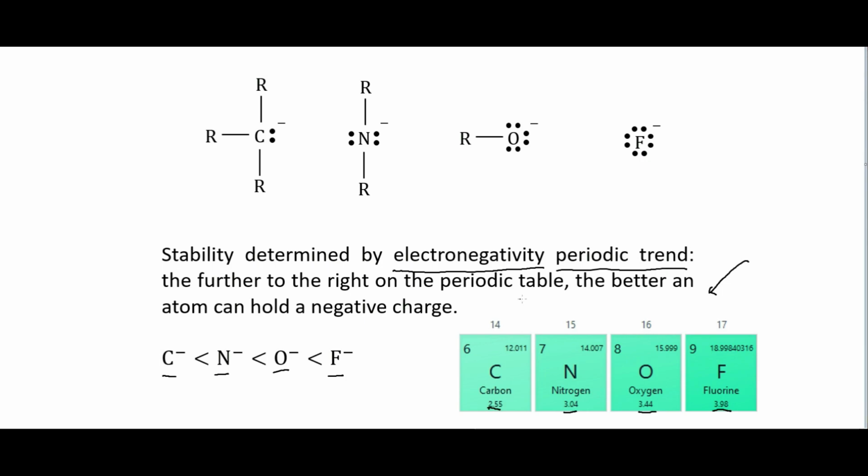And so the fluoride can actually hold the negative charge quite well. The oxygen can hold it fairly well, nitrogen not very well, and carbon not very well.